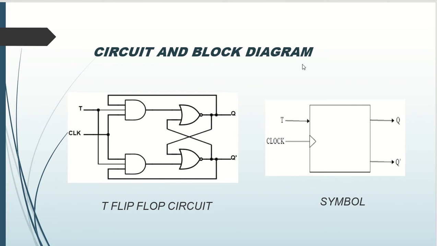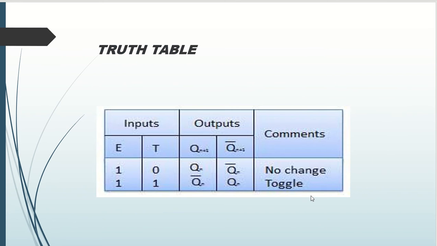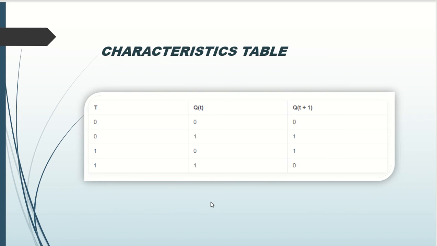Circuit and block diagram for T flip-flop is here. The symbol for T flip-flop is here. Truth table of T flip-flop: 0 means same as previous state, 1 means complement of previous state, that is toggle.